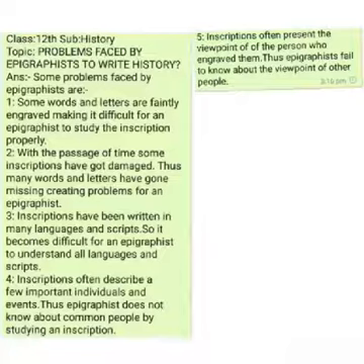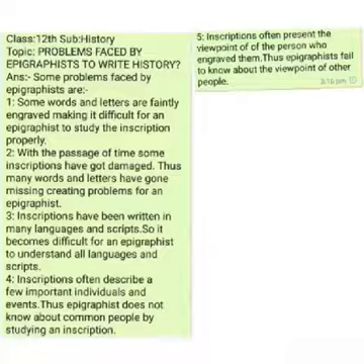Here is the word epigraphist. We need to understand this first, then we can understand the question in a proper sense. Basically, epigraphy is the study of inscriptions, and one who studies inscriptions is called an epigraphist. So, the historians who study inscriptions are known as epigraphists.